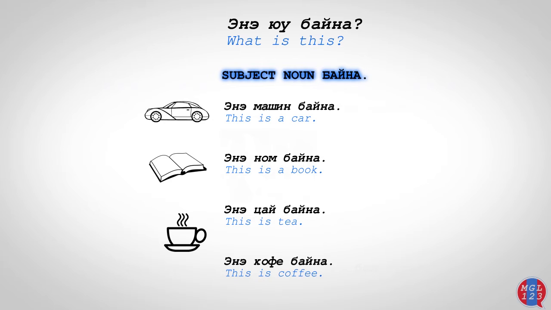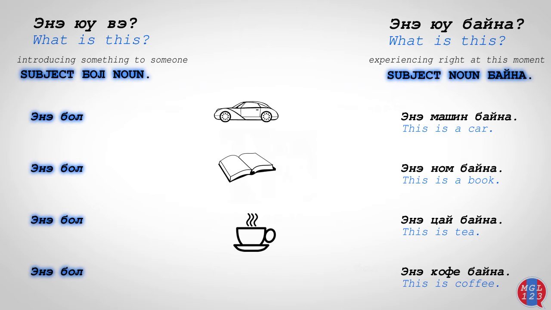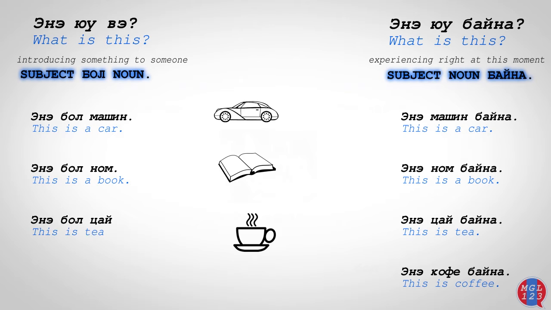So these type of sentences are used when we are looking at the thing right now, right at this moment, or we are feeling it with our five senses. In this case, you are looking at the car or the book, or you can tell it's coffee or tea by smelling it. Whereas in but noun type of sentences are used when you are introducing a new concept or things that are new to someone. For example, in but machine, in but nom, in but 차, in but coffee.